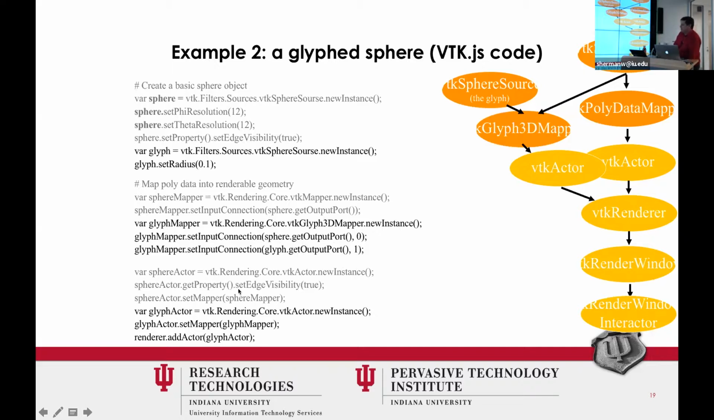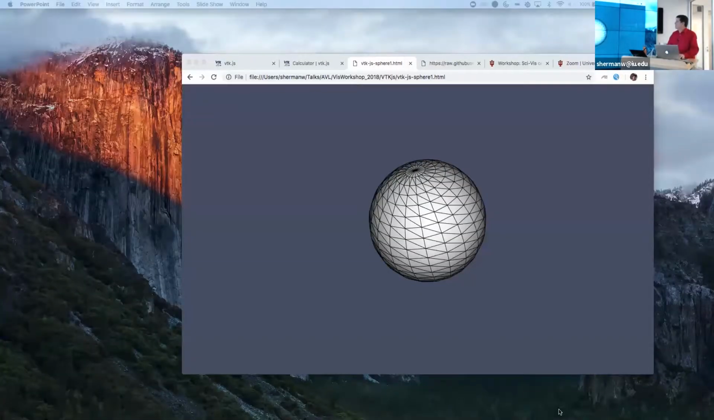And then down at the bottom, we create a new actor, a new instance of the actor. And we set that to the glyph mapper, which is this geometry here. And then we add that to our renderer. So then we have a second arrow that goes to our renderer. I won't show the source code for the rendering half since it's the same, but we will go back to the web page, and I'll change my sphere 1 example to be 2.